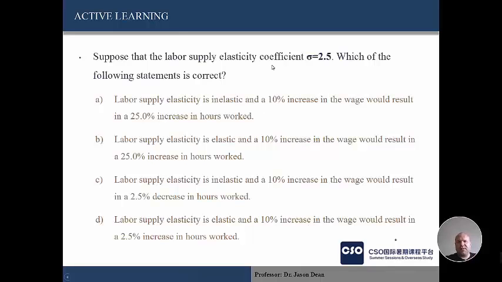Now suppose that the labor supply elasticity coefficient is 2.5. Which of the following statements is correct? So I'll let you take a look at them. Okay, so A.